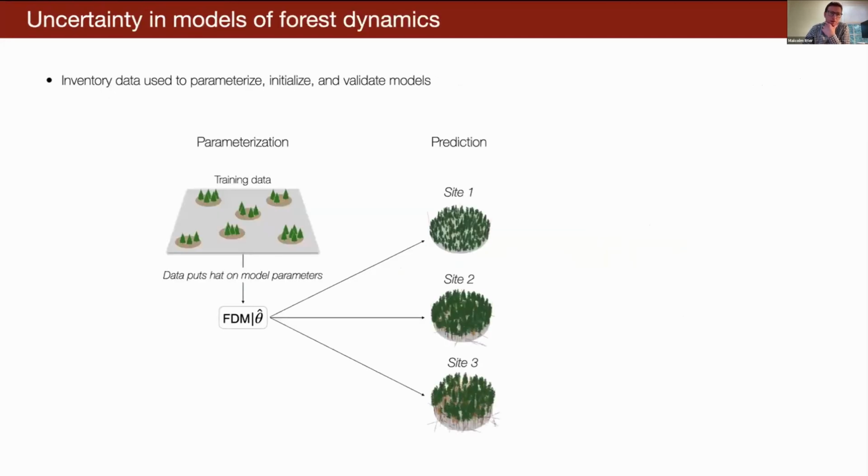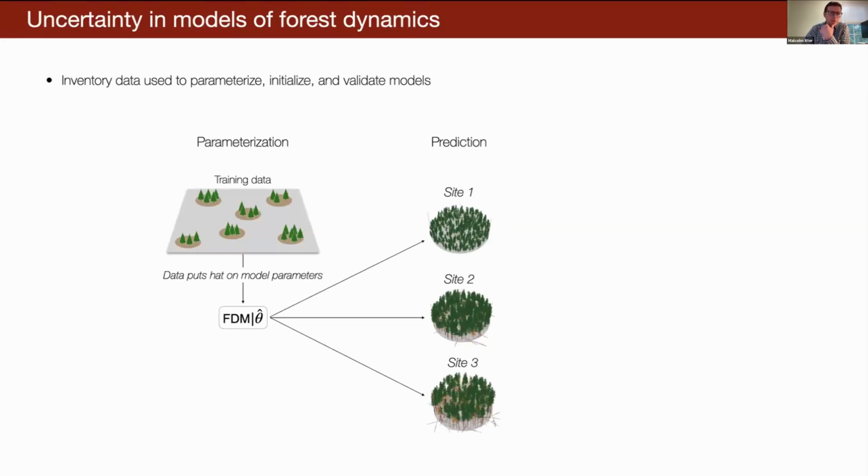So we can think a little bit about how uncertainty is actually dealt with or quantified in current models of forest dynamics. Here we have some hypothetical training data. This could be large scale forest inventory data such as the FIA, and we're using that data to inform some model of forest dynamics, indicated here by FDM.